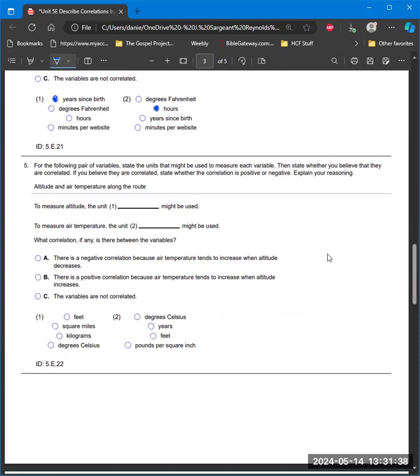Now let's look at altitude and air temperature along the route here. So for altitude, we would measure in feet. For air temperature, we would measure degrees Celsius. And the air temperature probably decreases as altitude increases. So there should be a negative correlation between air temperature and altitude.